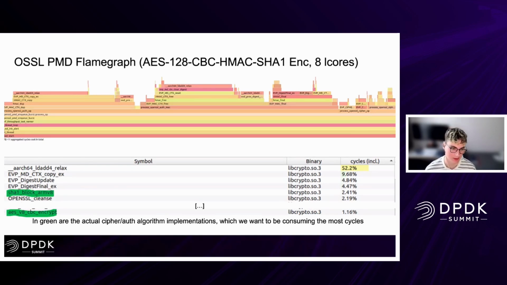So here's a little look at the profiling of why this is happening. This is for the OpenSSL PMD. We're doing AES-CBC HMAC-SHA with 8 L cores. This is on the Ampere Ultra platform, but results would be very similar on Intel; we've checked. You can see that the two symbols I've highlighted in green are where we want to be spending all the time. This is the assembly implementation of the SHA authentication and the AES ciphering. And we're spending a very tiny amount of time in here, maybe in total less than 4%.